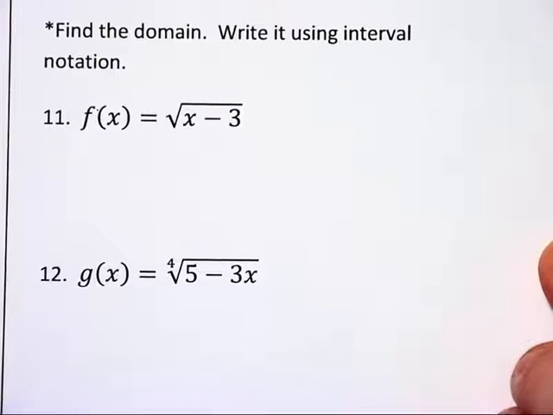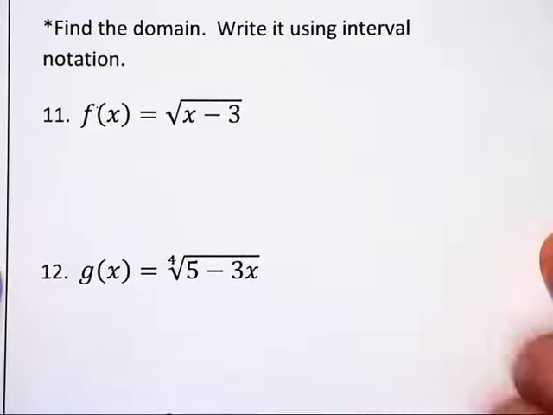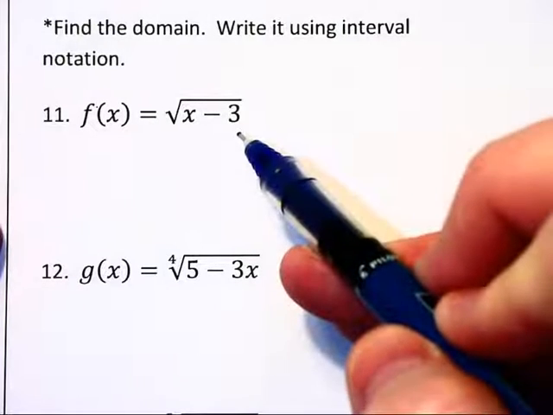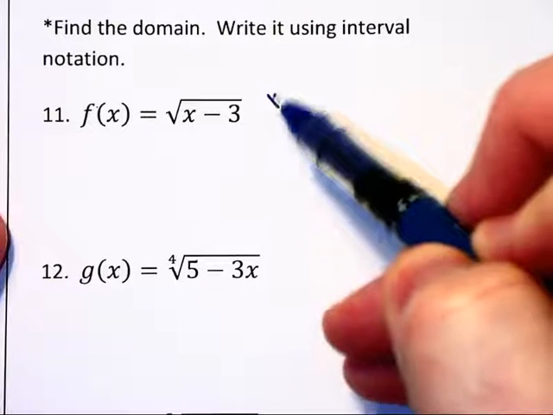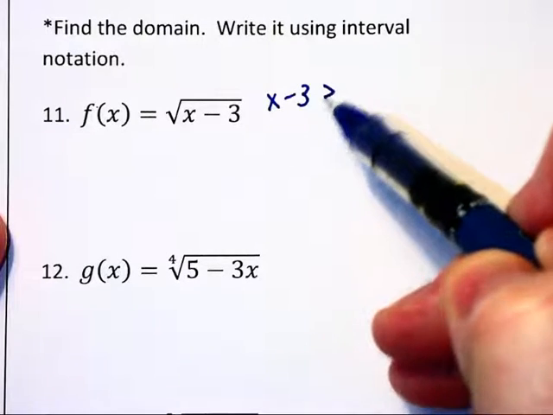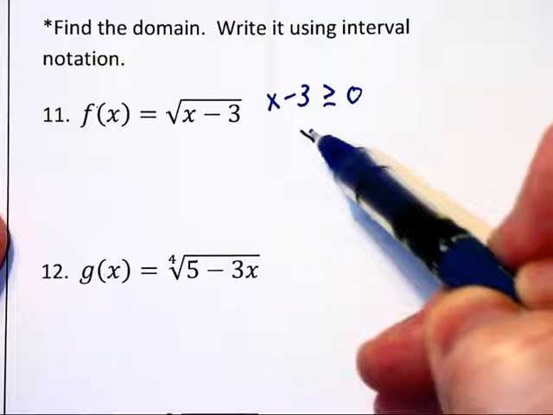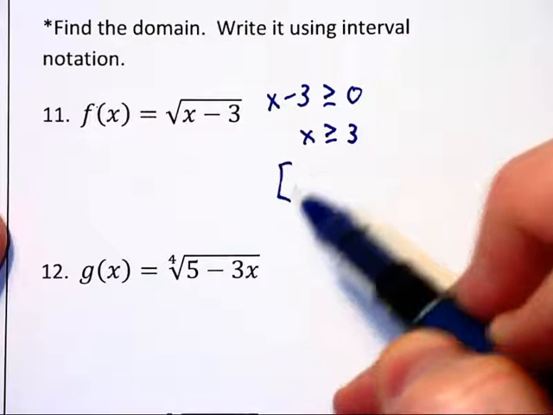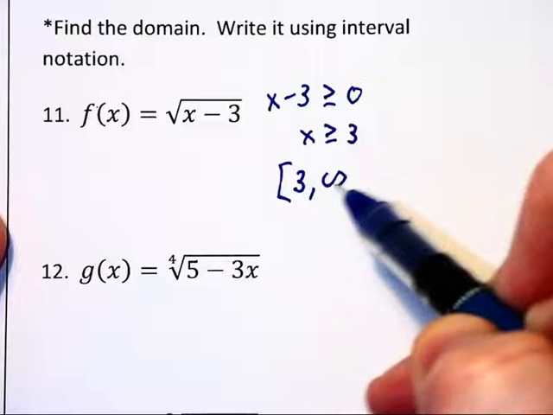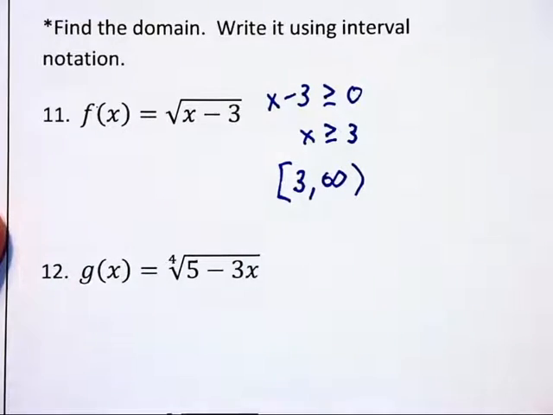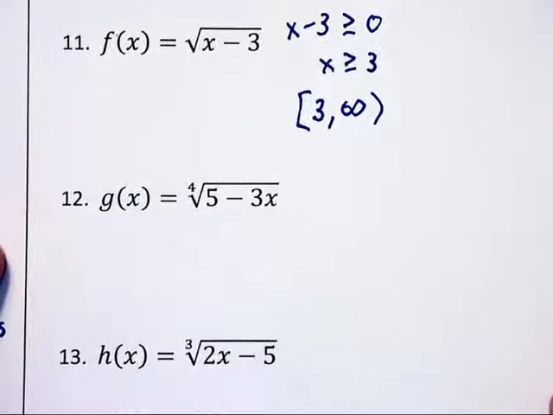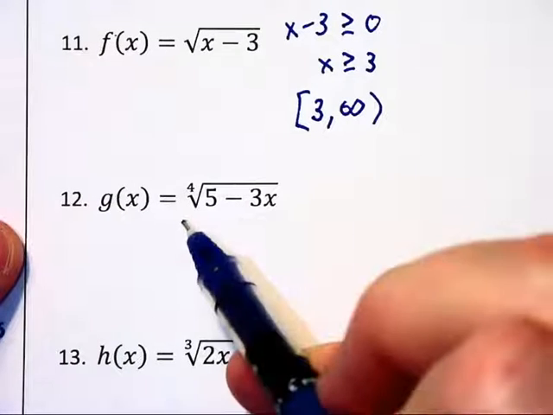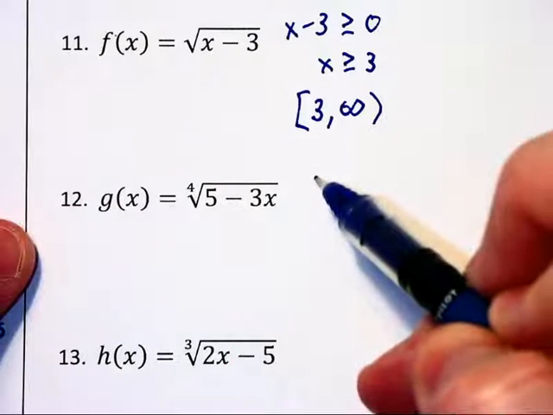Now let's find the domain and use interval notation. This should be repeat material for you. For this square root, we have an x minus 3 underneath the radical, so x minus 3 must be greater than or equal to 0. Therefore, x must be greater than or equal to 3, and the domain will be from 3, which we include, on up to infinity.